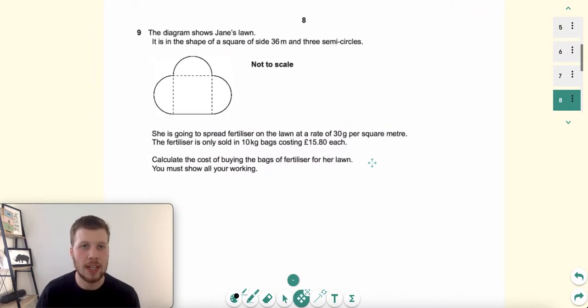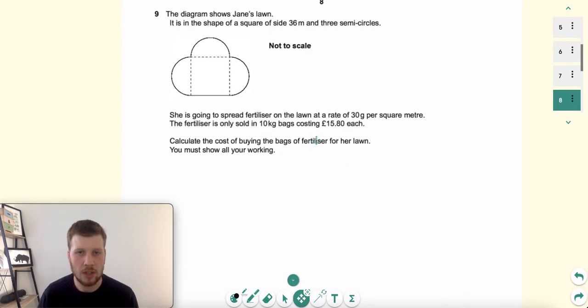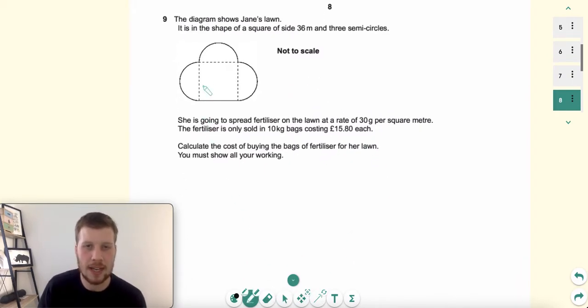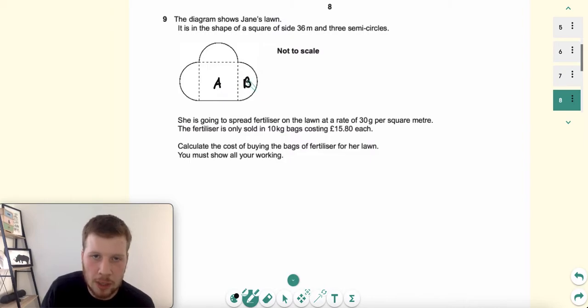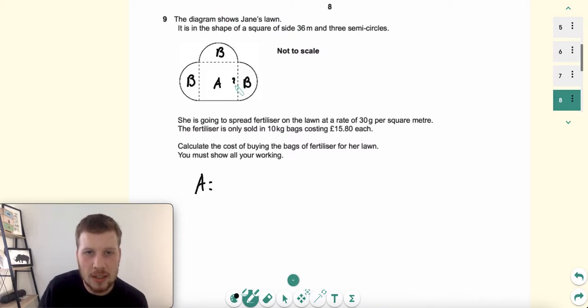Okay. Question 9. This diagram shows Jane's lawn. It's in the shape of a square, with 3 semicircles either side, and she's going to spread fertiliser on the lawn at a rate of 30 grams per square metre, but it's only sold in 10 kilogram bags. So, first thing to do, calculate the cost of buying all the bags for fertiliser, and I must show my workings out. Well, I'm going to first of all write that I have two shapes here. I've got a shape A, and I've got a shape B, which is repeated 3 times. So I'm going to work out the area of shape A, work out the area of shape B, and find the total area of the lawn. So for shape A, well, it's 36, and it's just a square, so it's going to be 36 squared.